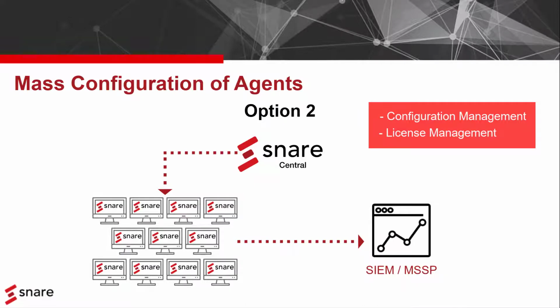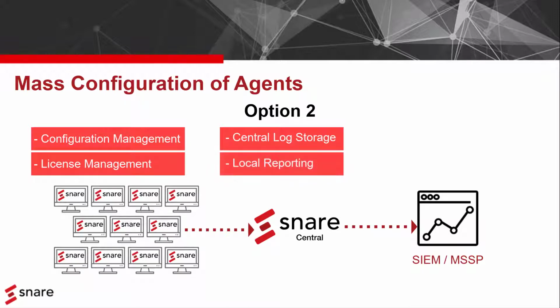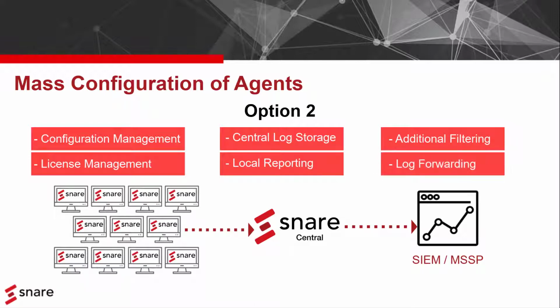This already is a huge improvement. However, we have another option. We can redirect all our logs to flow through Snare Central to benefit from central log storage with custom retention policies, run local reports without having to refer to SIEM, apply additional filtering to save on SIEM costs by reducing its use, and also centrally manage log forwarding to multiple destinations. In this configuration, we have all the additional benefits and we can still centrally manage our agents, so this is the setup I want to go for today.